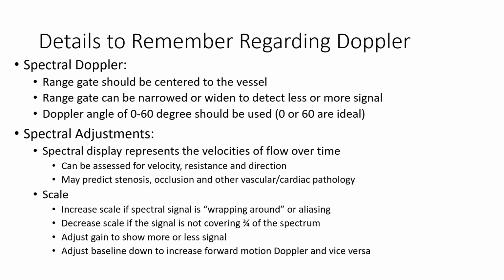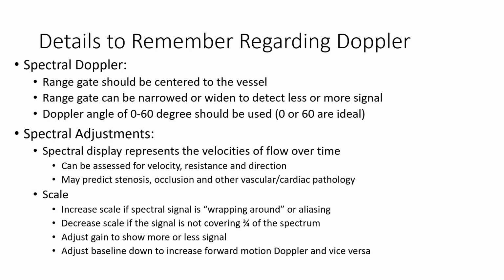So if you were to be using a range gate in a vessel, you would put it to the center of the vessel. You would be able to change the size of the gate, making it wider or narrower depending on the amount of flow you wanted to sample. Once you have that range gate, you need to add in a Doppler angle.